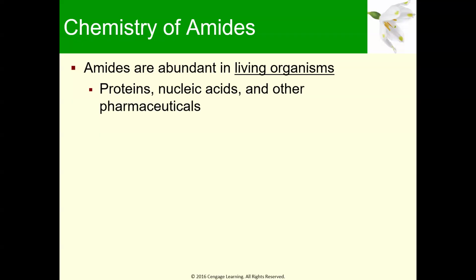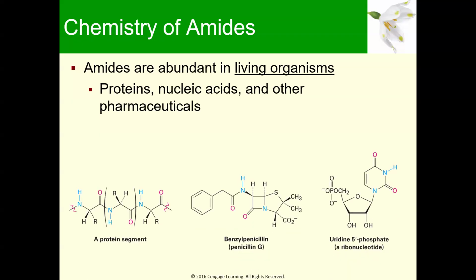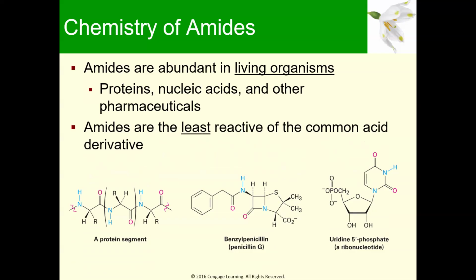But they're also formed in nucleic acids, and in a lot of other pharmaceuticals, as you can see in the diagrams there. So protein, something like a penicillin derivative, and then in the nucleic acids, the connection between the ribose and the base itself is an amide functional group. Part of the reason we see them a lot in nature is because they're so stable, right? It's kind of like a plateau, if you will, of stability.